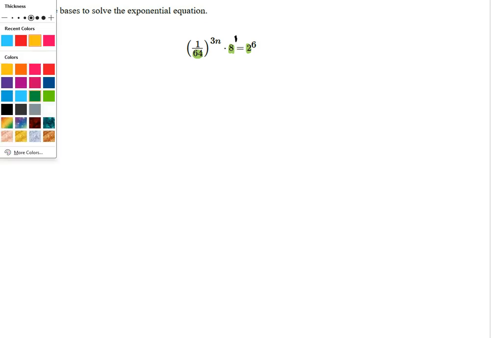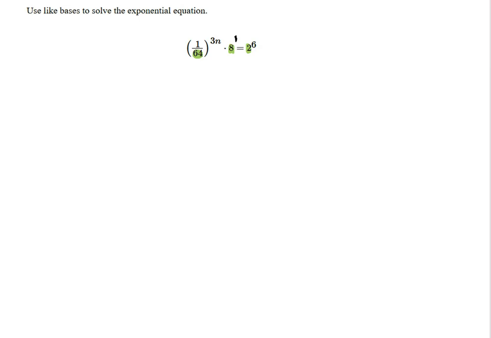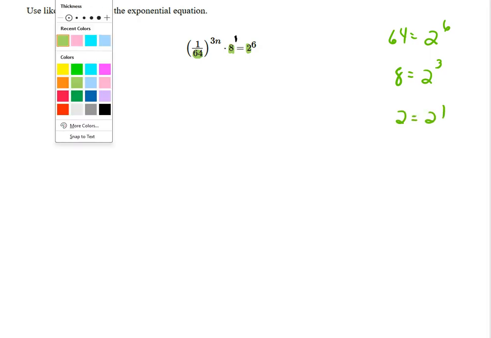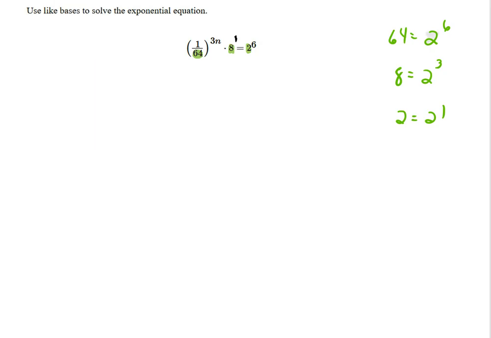Let me go green on this. 64 is actually 2 raised to the 6th power. And 8 is 2 raised to the 3rd power. And of course 2 is 2 to the 1st. So they are all base 2 numbers. All of these are base 2 numbers. So when it says use like bases, I'm going to be using base 2.